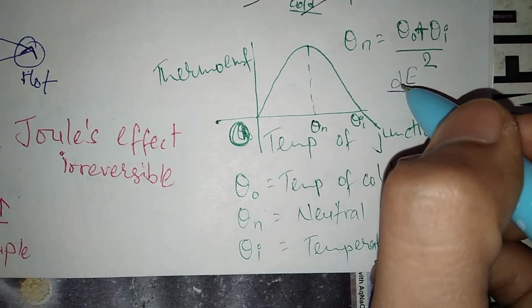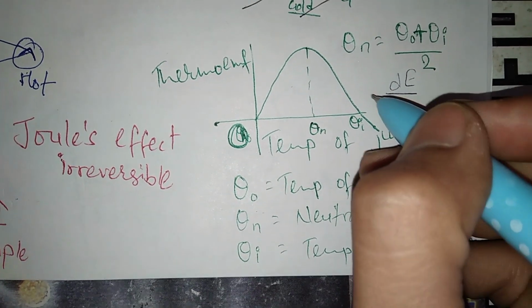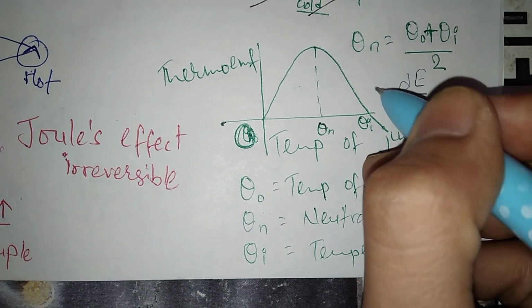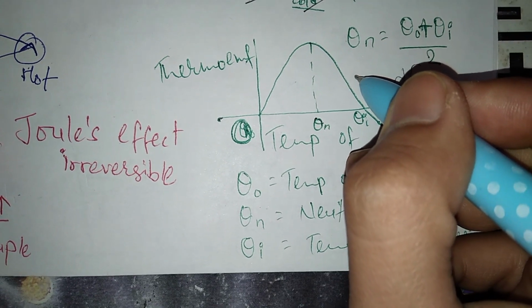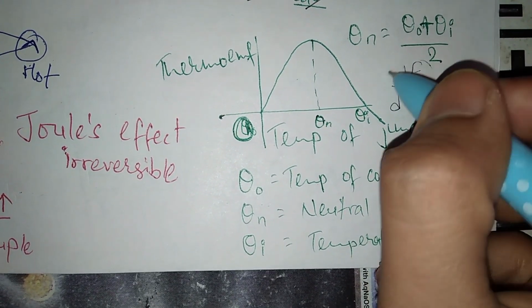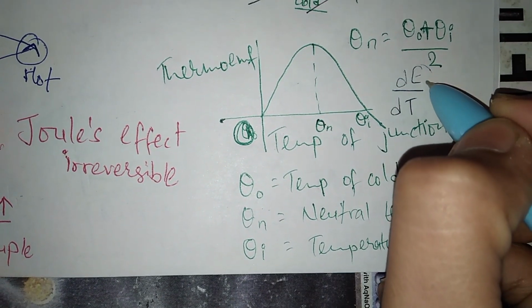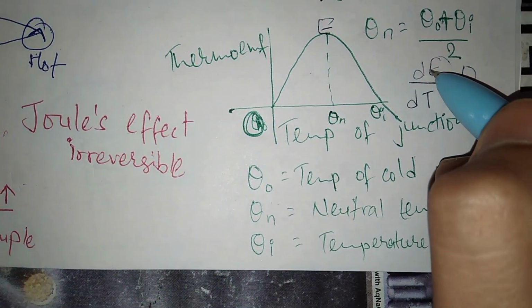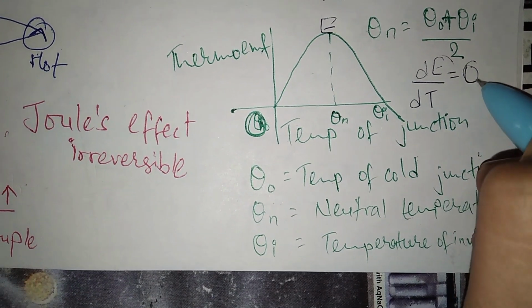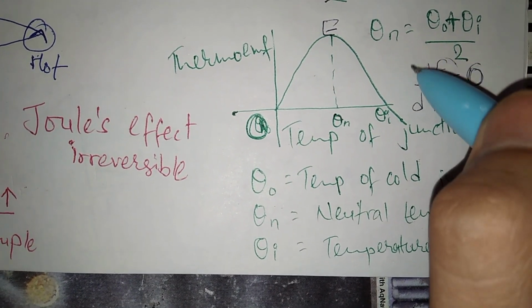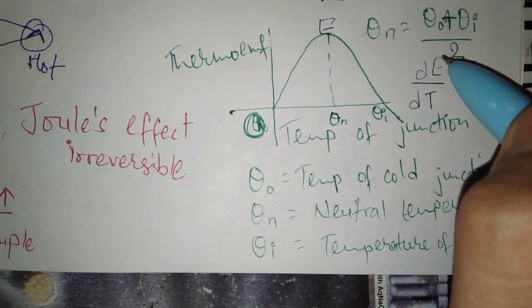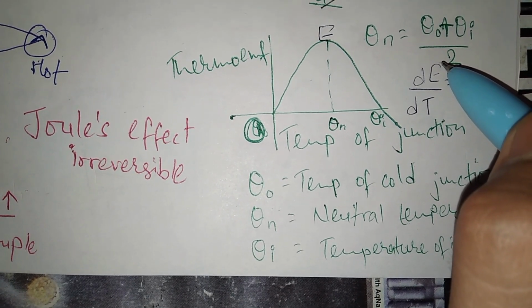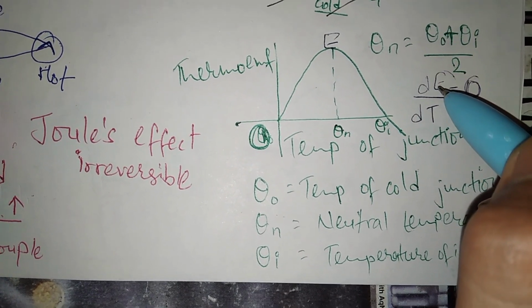The rate of change of thermo EMF with temperature difference of the hot and cold junctions of a thermocouple is the thermal power. And this thermal power is 0 at the neutral temperature because E is maximum, so it will be 0. This is thermal power, the rate of change of EMF with temperature difference of the hot and cold junctions.